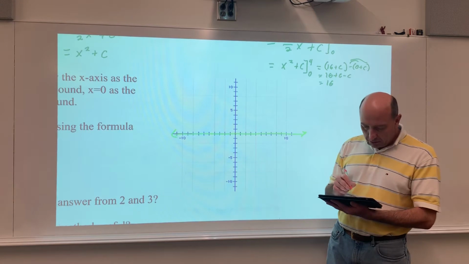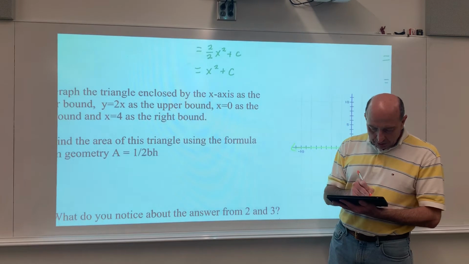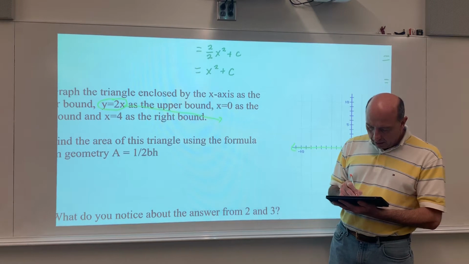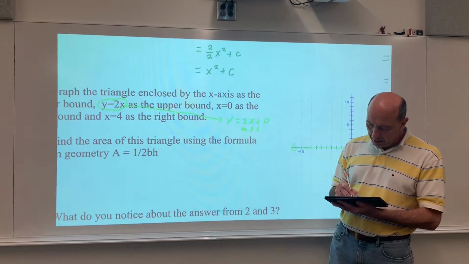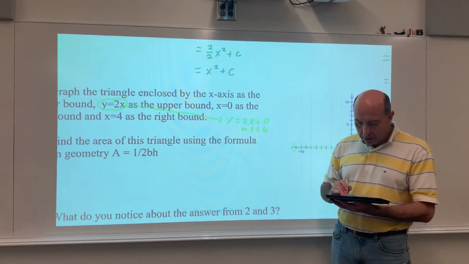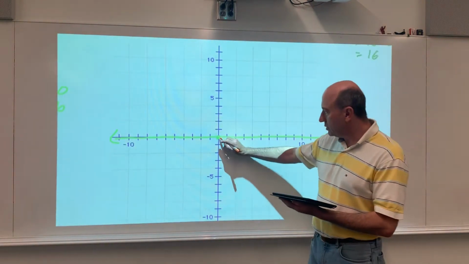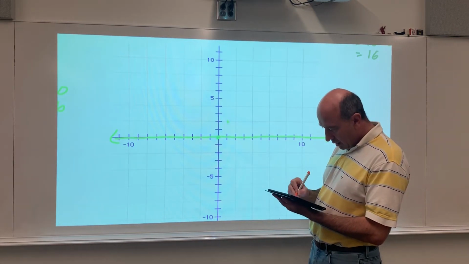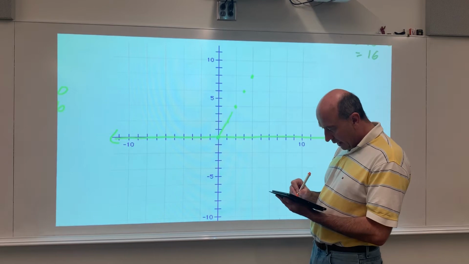So 2x, we can write the upper bound as 2x plus 0. So the upper bound is y equals 2x plus 0. That's in the form mx plus b, so b is the y-intercept, and 2 is the slope. The y-intercept is 0. So you go up 2 over 1, up 2 over 1, up 2 over 1. So that's the upper bound.